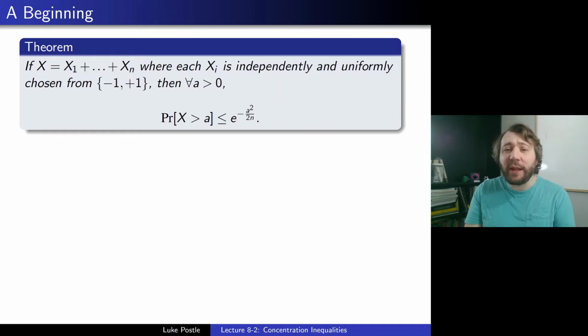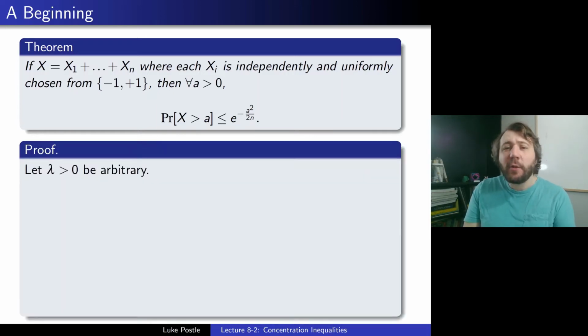So before we get to Chernoff Bounds, let me start with a beginning. If X equals X1 plus ... plus Xn, where each Xi is independently and uniformly chosen from -1 and +1, then for every a greater than 0, we claim that the probability that X is greater than a is at most e to the minus a squared over 2n. So we're claiming that, indeed, roughly we get this exponential decrease if we take the sum of independent plus or minus 1 variables. You might believe this, of course. You might realize that this would behave roughly like a Gaussian distribution, and so in the limit this should indeed be true, but we're going to go ahead and prove this to show off a basic method.